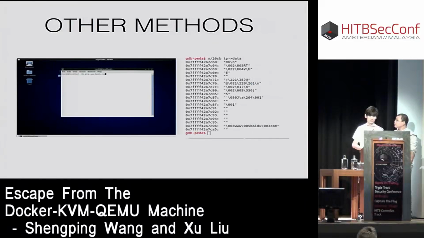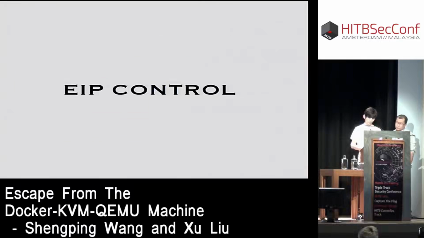And there are other methods to place the shellcode, such as the emulated network device RAM. It's also the ideal memory area. In these two places, when we ping a site, we can also find the string in the QEMU process memory. After we put the shellcode, let's take a look at the methods of EIP control to execute our shellcode.